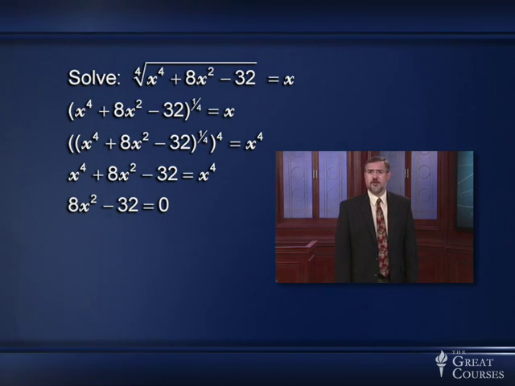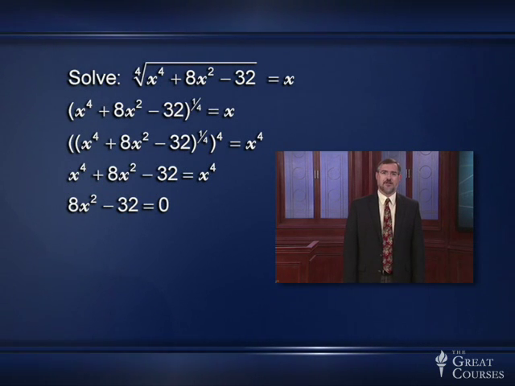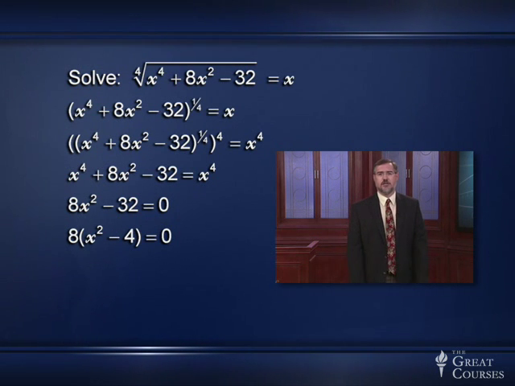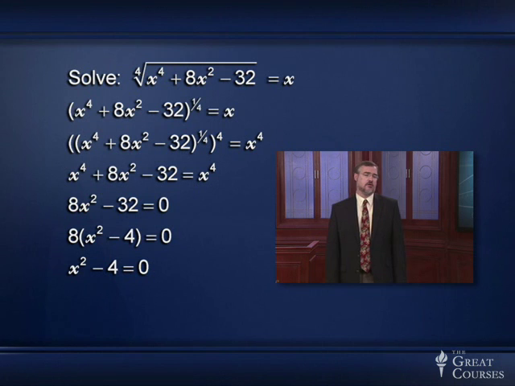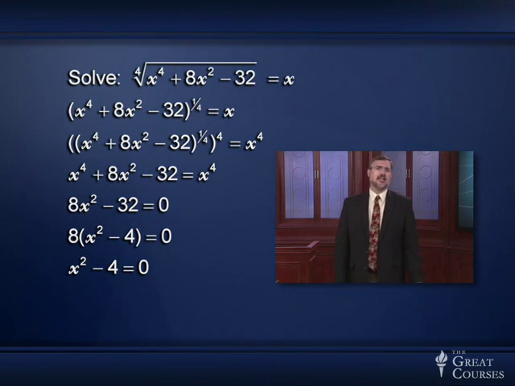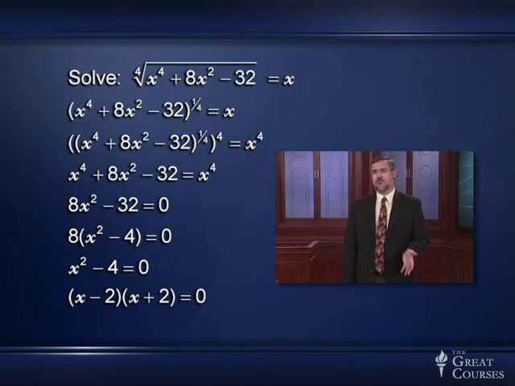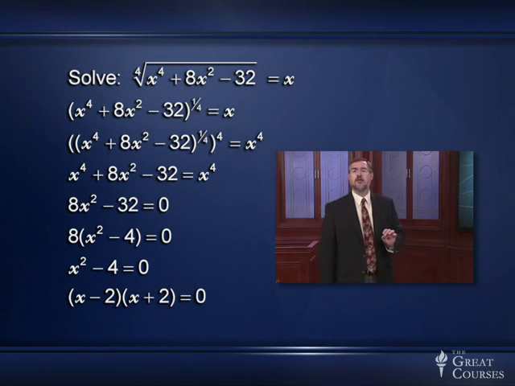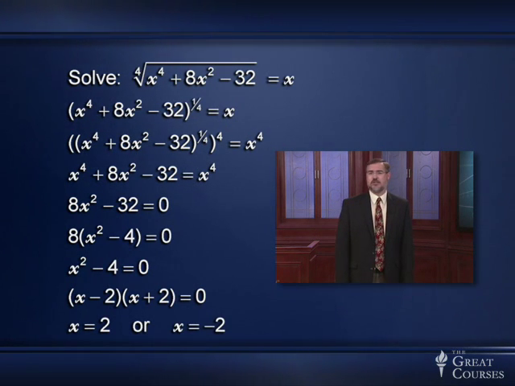You have 8x squared minus 32 equals 0. Factoring out an 8 that's in common on the left-hand side gives me 8 times the quantity x squared minus 4 equals 0. Dividing the 8 over to the other side just gives me x squared minus 4 equals 0, because 0 divided by 8 is still 0. And now I can factor x squared minus 4. It's x minus 2 times x plus 2, and that's equal to 0. And setting each of those two pieces equal to 0 then tells me that my possible solutions are x equals 2 and x equals negative 2.